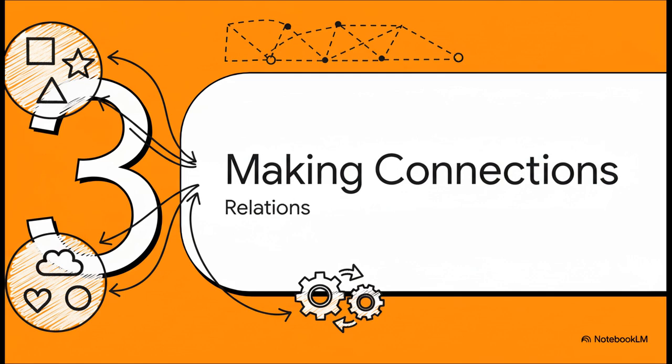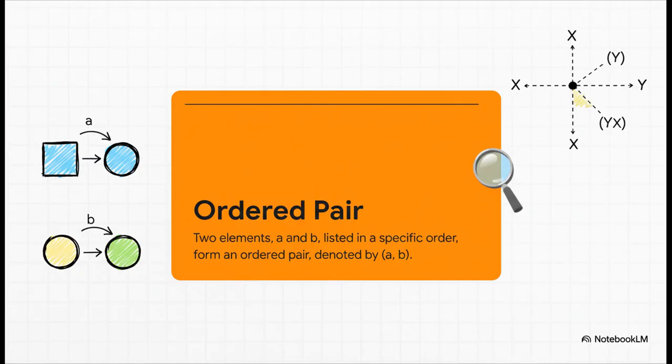All right, so we can group things into sets, and we can compare those sets. But how do we build a bridge between them? How do we formally connect an item from one set to an item in another? This is where something called the ordered pair becomes absolutely essential. It's just a simple little package of 2 items, but it has one critical rule. The sequence is everything. The pair AB is totally different from the pair BA.